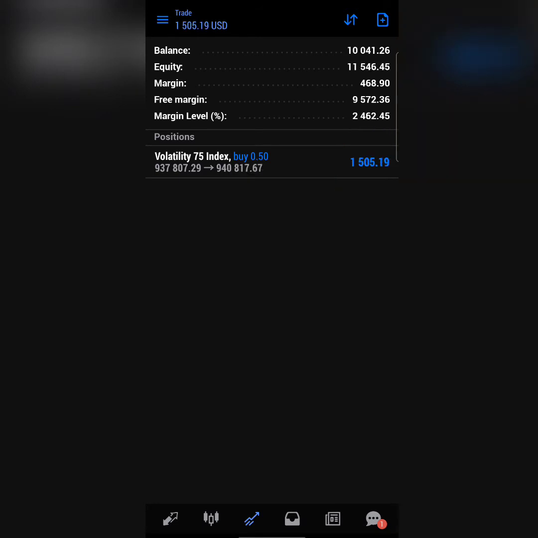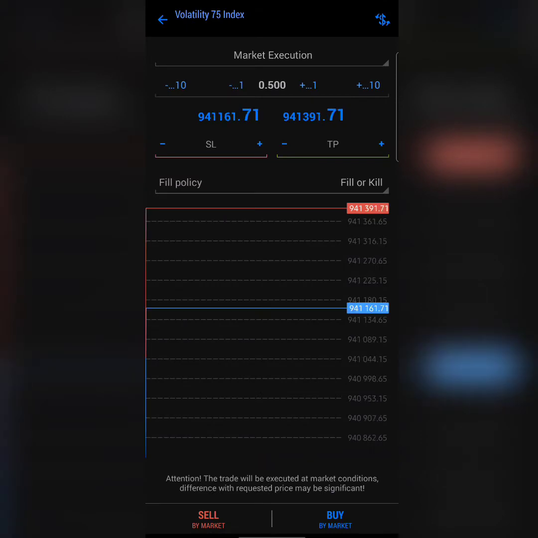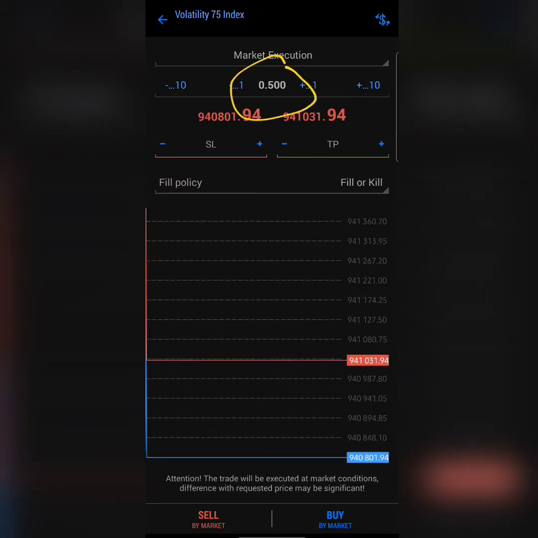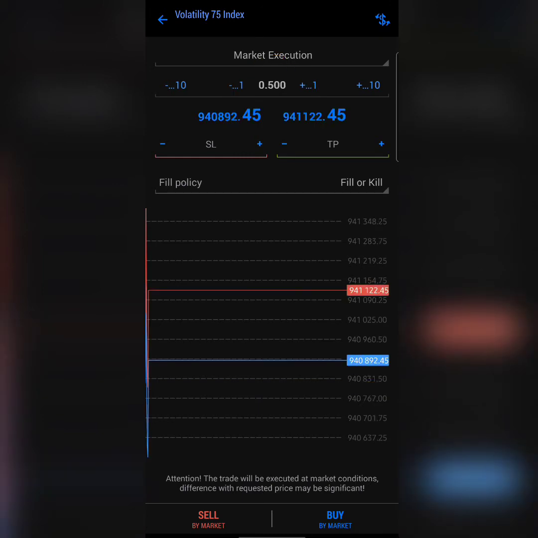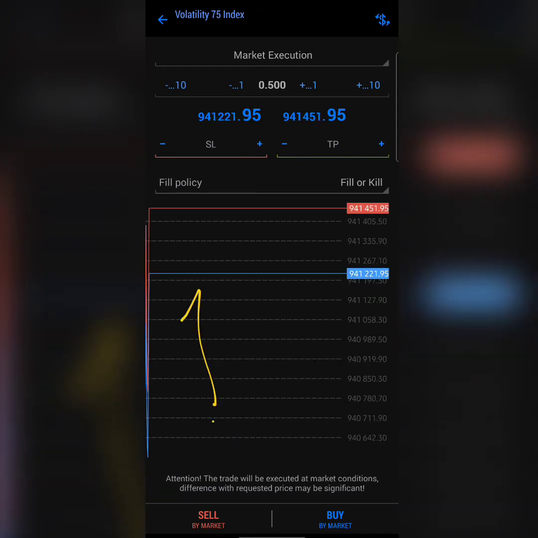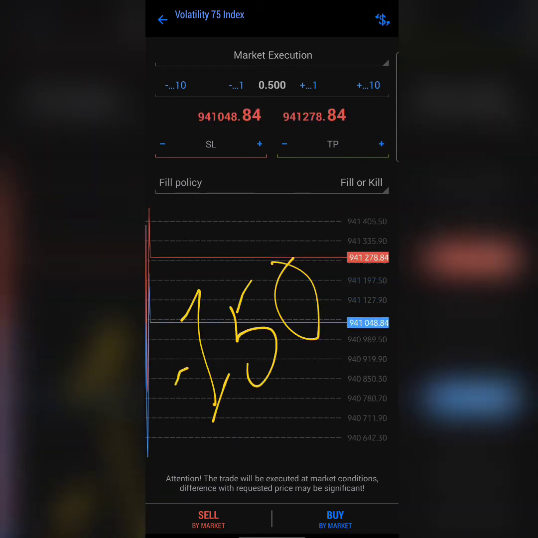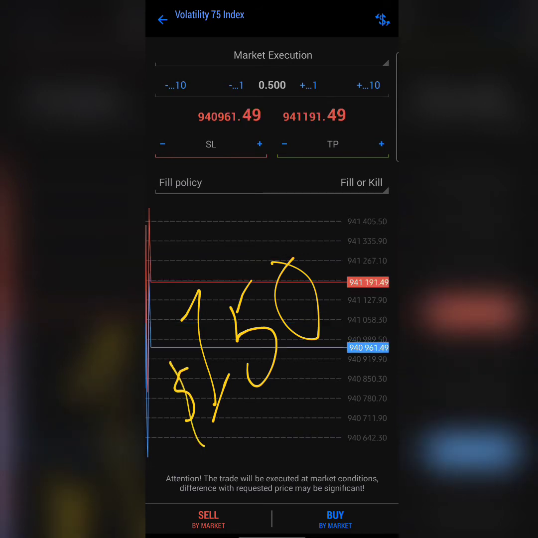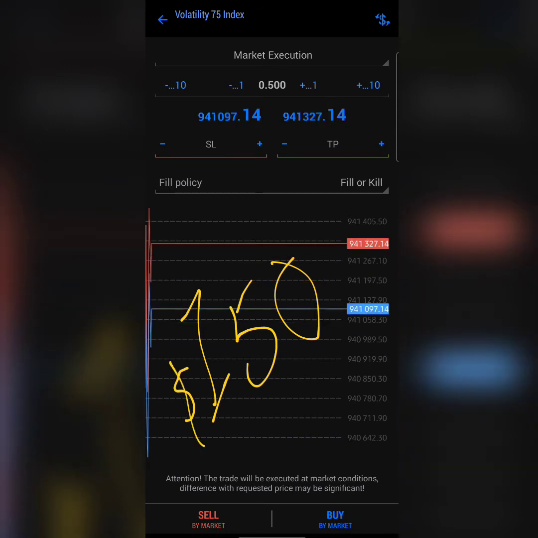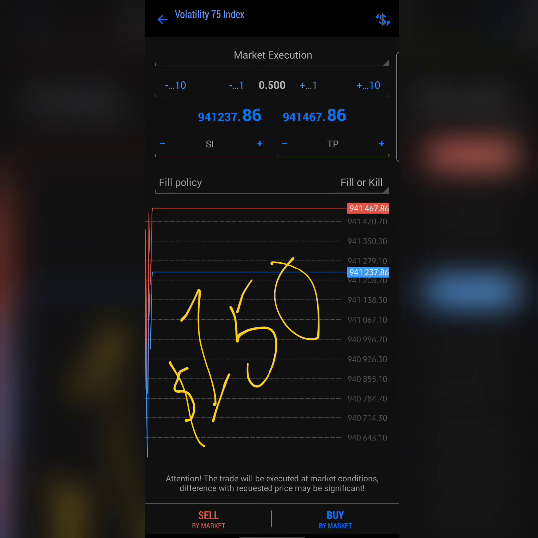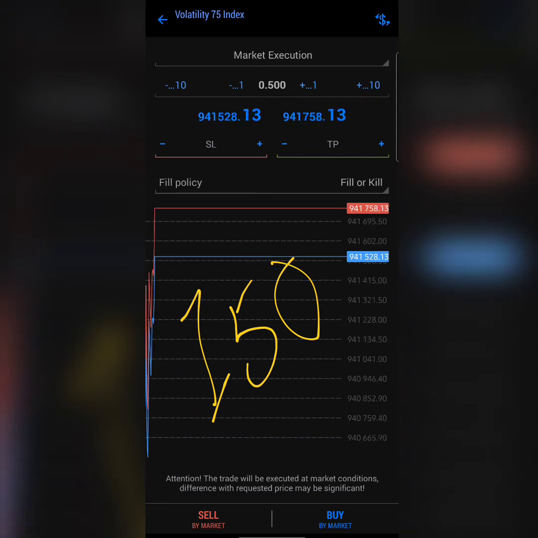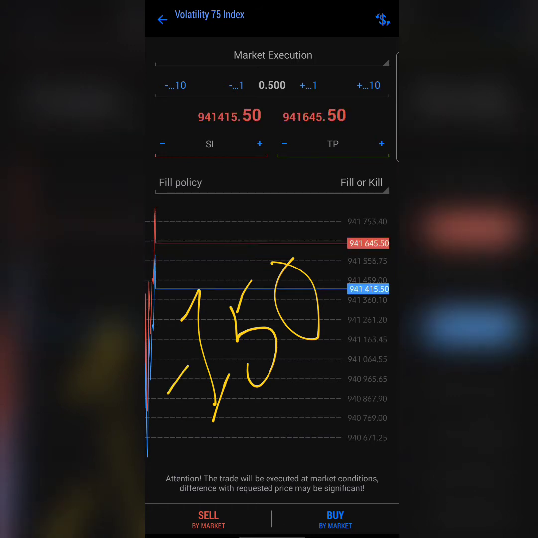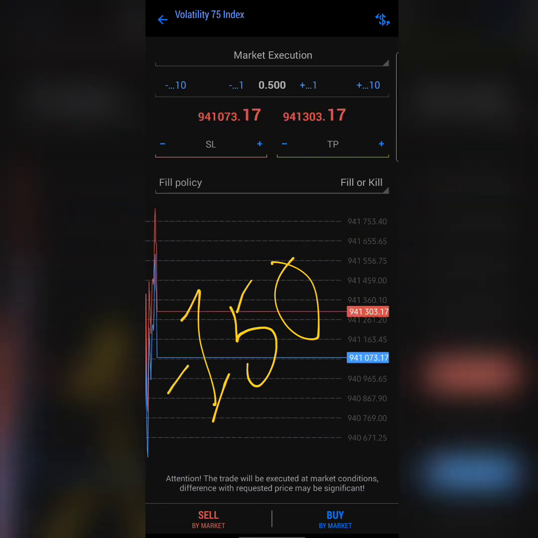The parameter I entered this market with was a lot size of 0.500. Now if you're trading the volatility 75 index with below $150, I doubt you'll be able to trade it, because it won't allow you. The market is formed such that once you go into the market, probably a buy or a sell, you start with a negative. The market actually starts with a negative, leaving you on the negative part before you start gaining. So the negative is always huge, obviously.